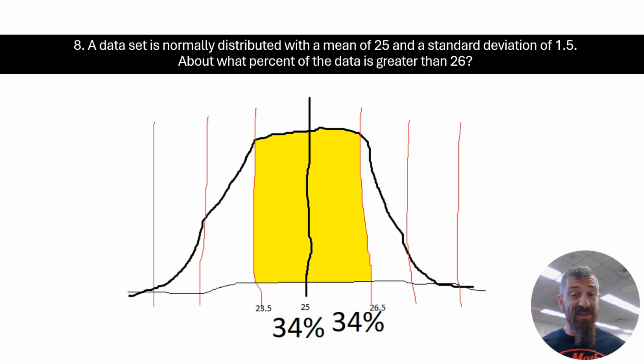First, 68% is not incredibly helpful, and we do need to deal with only the positive part of the standard deviation. So we would divide 68 by 2. That means 34% of the data falls within one standard deviation below our mean, and 34% falls one standard deviation above our mean. Now that still doesn't have us at exactly 26. That has us at 26.5.